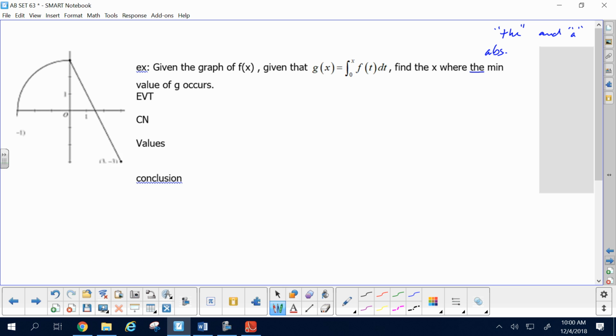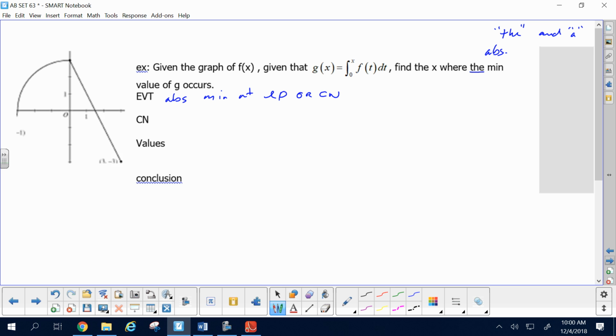Could be any local min. The min is the absolute min. The absolute min is only at an endpoint or a critical number. That's definitely one of the big ideas of the day. An absolute extremum, min or max, can only be at an endpoint or a critical number.